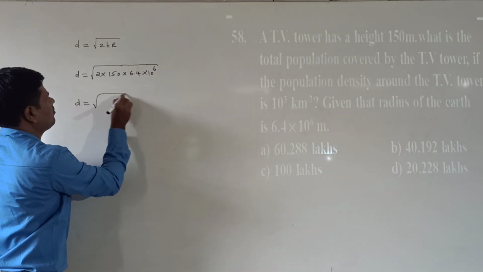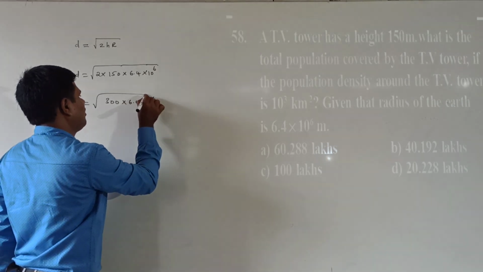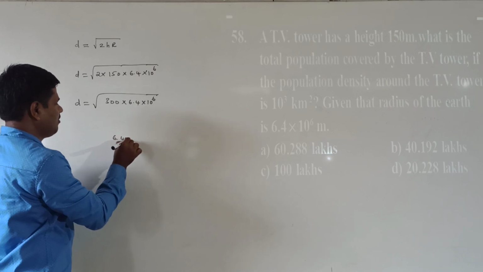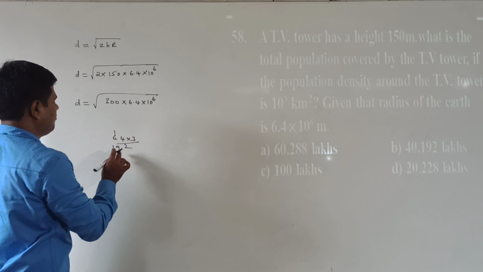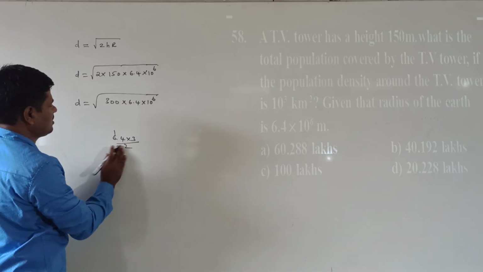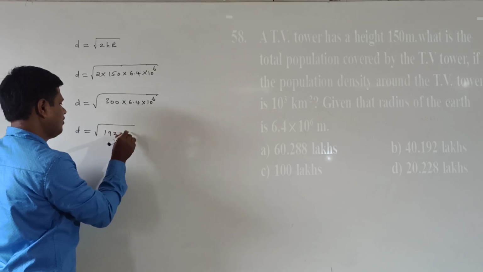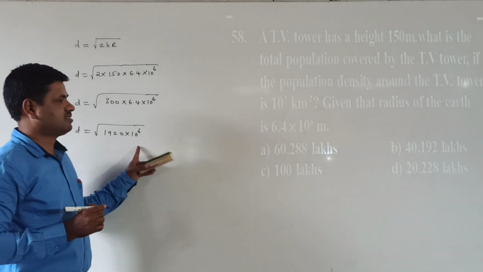D is equal to under root of 300 into 6.4 into 10 power of 6. Here 6.4 into 3 gives 19.2, which means with 2 zeros, 1920. So we get D equal to under root of 1920 into 10 power of 6. This is the distance covered by the signal.